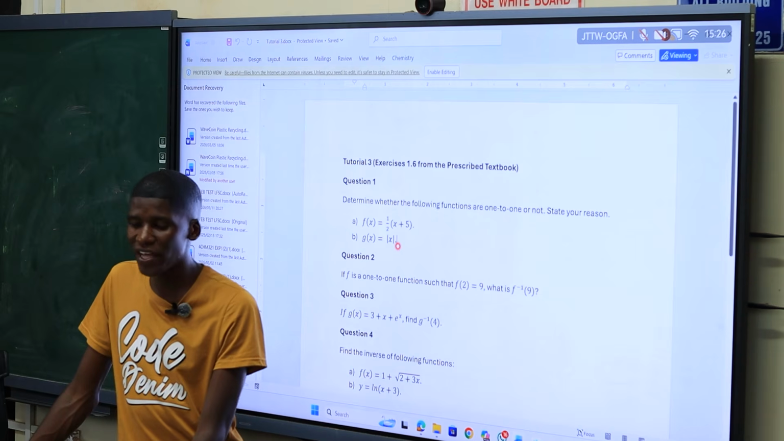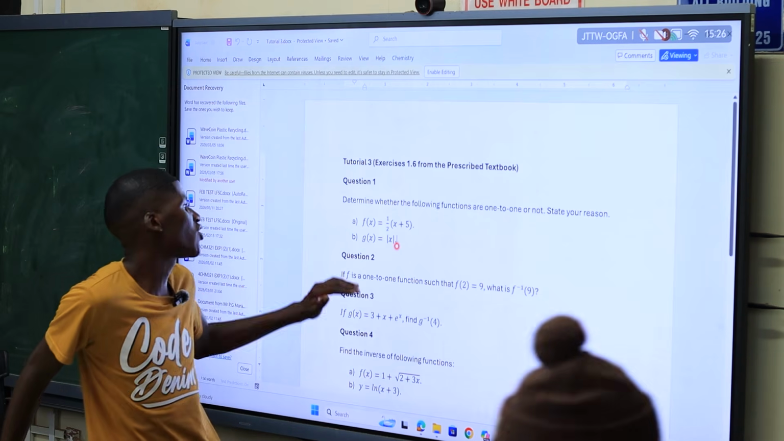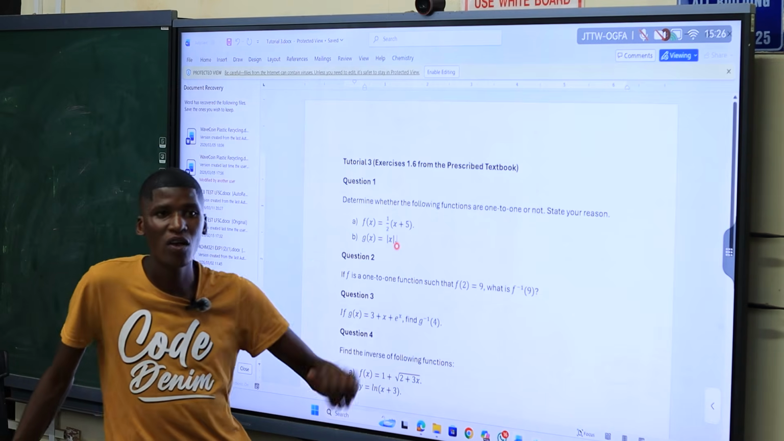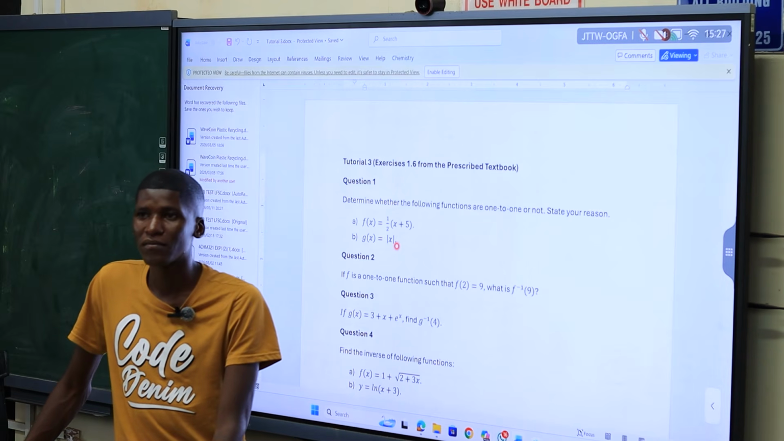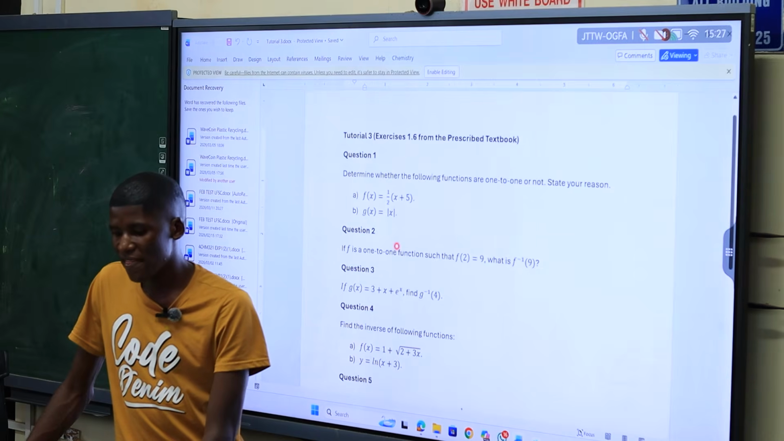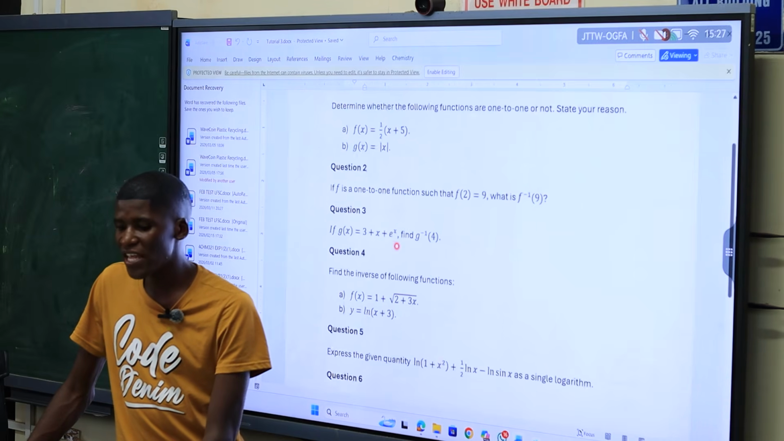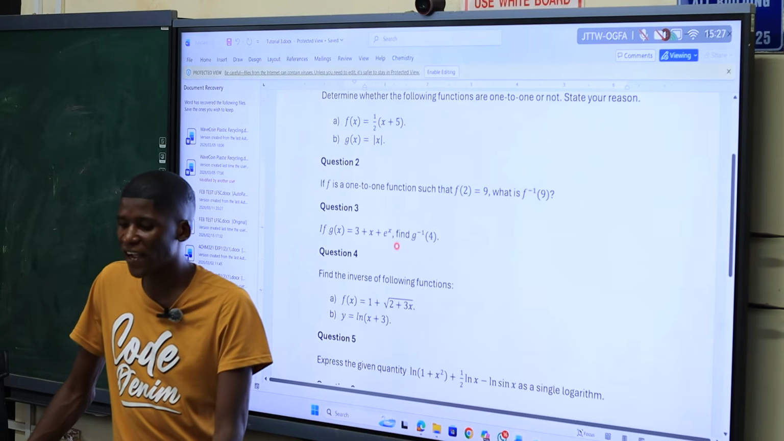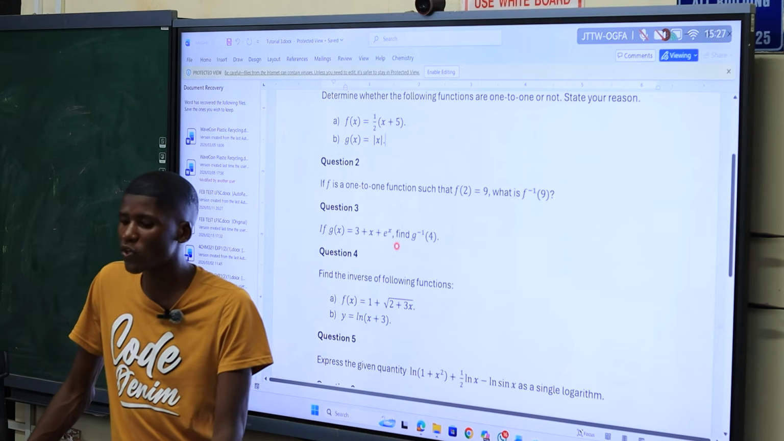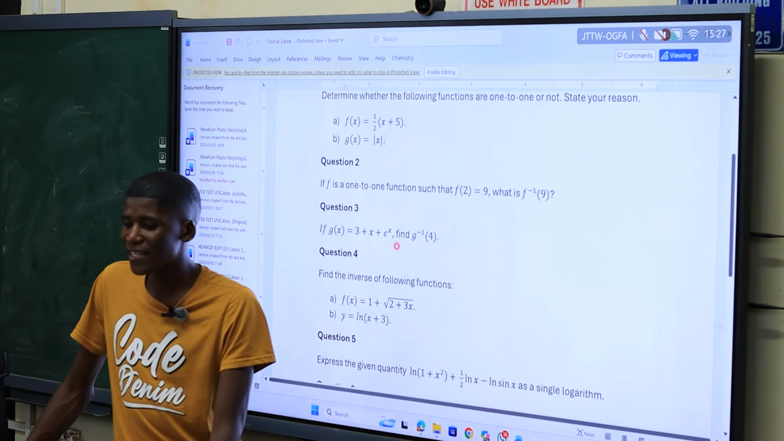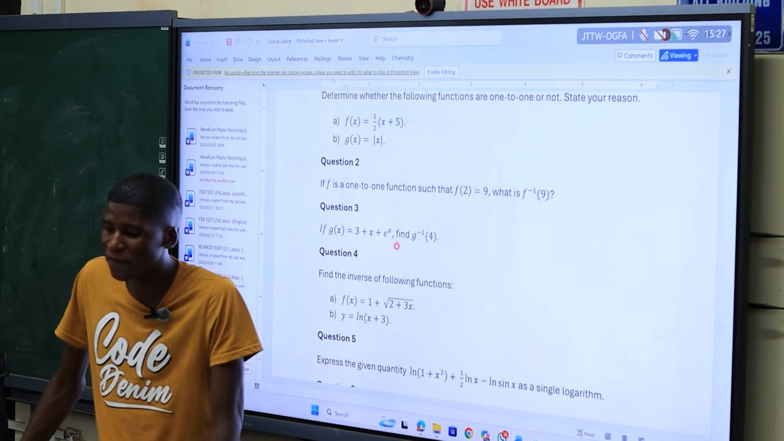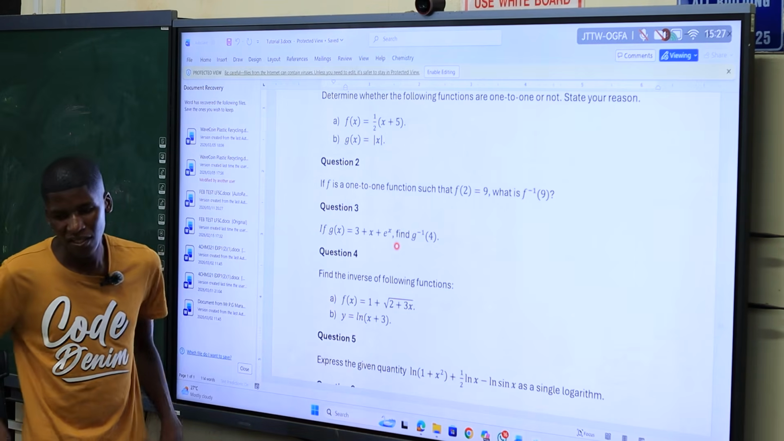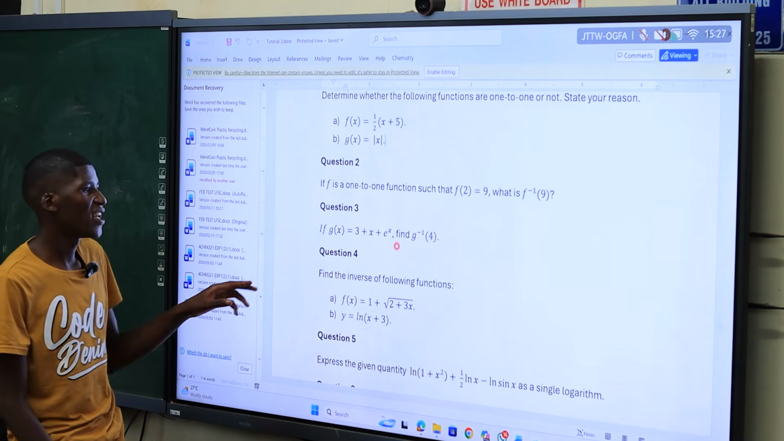Can we fail to find out if it's a one-to-one, many-to-one, or one-to-many? Are we going to have problems? No. And then let's look at this one. If f is a one-to-one function such that f at 2 is equal to 9, what is f inverse at 9? Let's start with question 2.